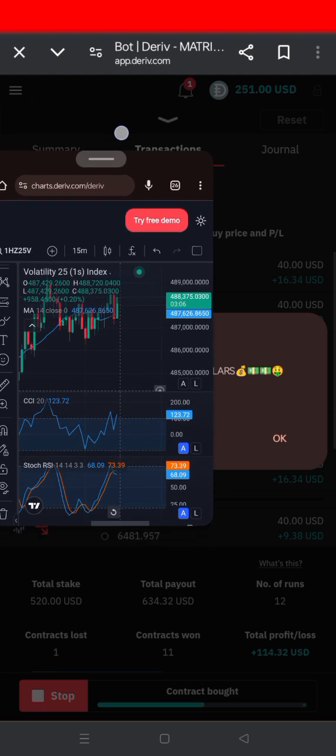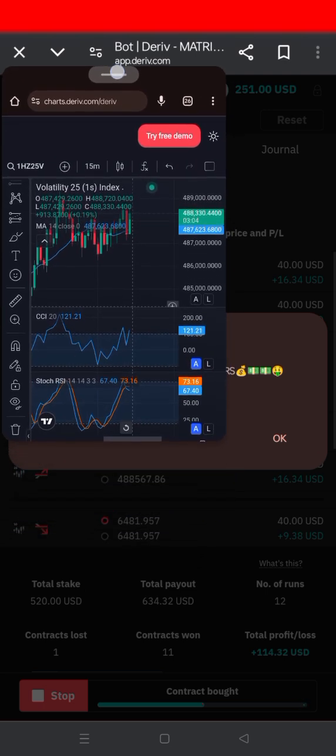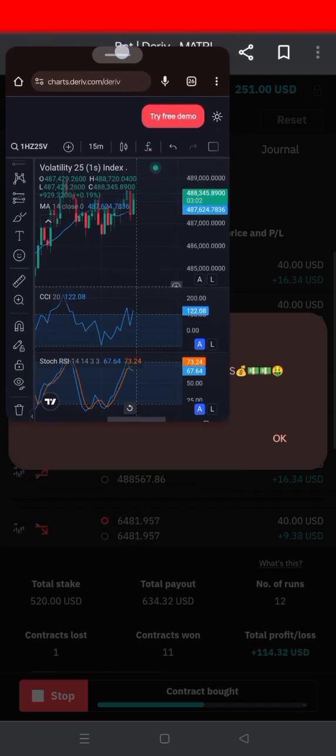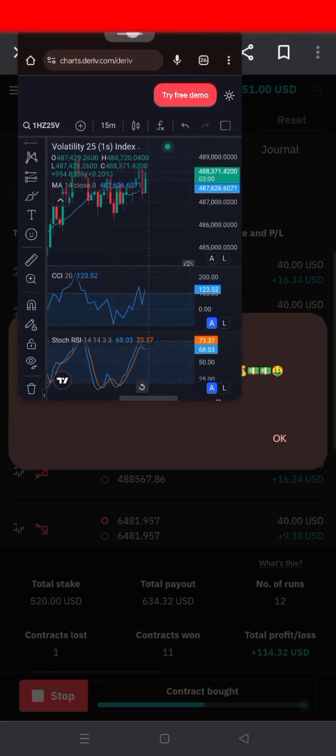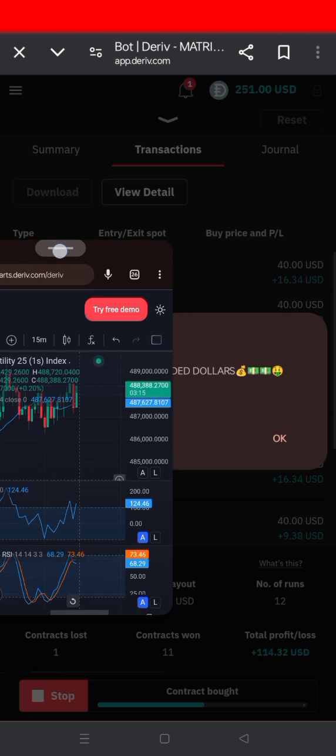So after effectively identifying the profitable opportunities, you can trade the digit under 8 or the digit over 2, and always remember to manage your risk and be disciplined with your trading plan.